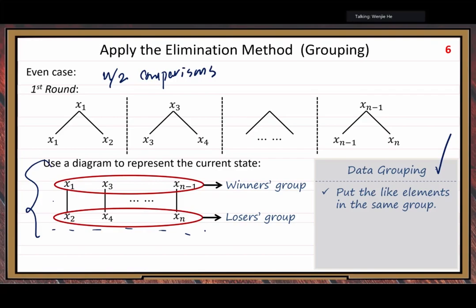Similarly, when you want to calculate the maximum, all the elements in the losers group have no chance to be the maximum, right? So when we calculate the maximum, we can eliminate the losers group. When you calculate the minimum, you can eliminate the winners group. That's a lot of elimination, right? The more elimination you can do, the better you can do overall. That's the idea. In this way, we maximize the elimination.